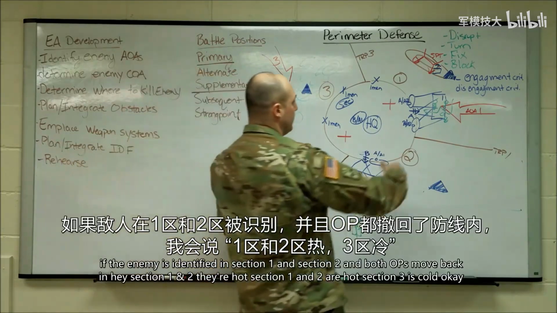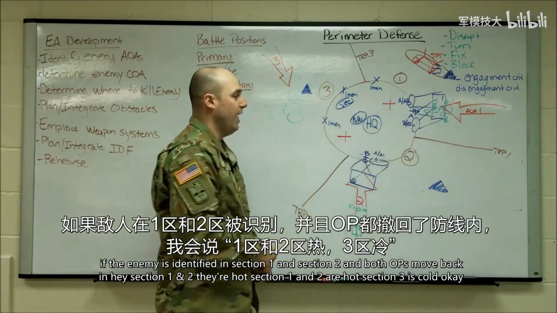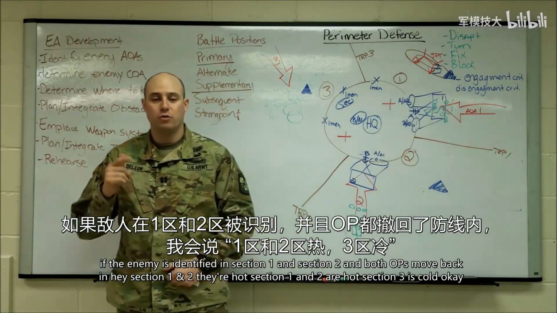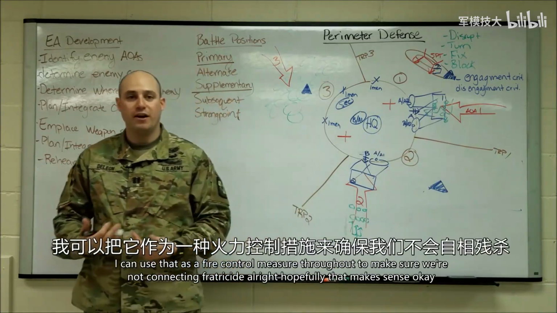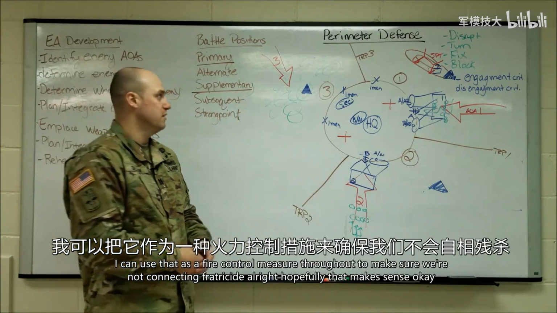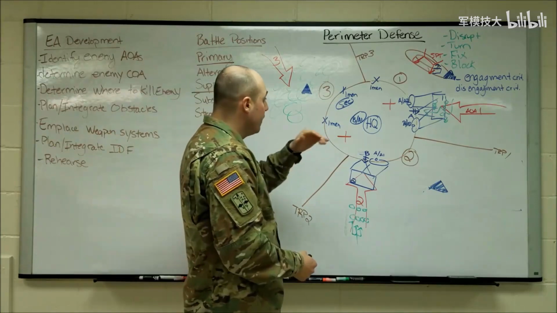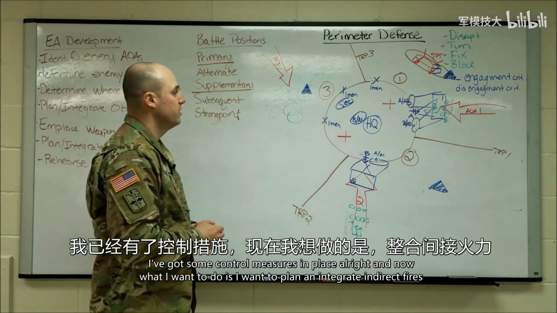If the enemy is identified in section 1 and section 2 and both OPs move back in, hey, section 1 and 2, they're hot. Section 1 and 2 are hot, section 3 is cold, okay? I can use that as a fire control measure throughout to make sure we're not conducting fratricide, all right? Hopefully that makes sense. Okay, so I've got all that here. I've got some control measures in place, all right?